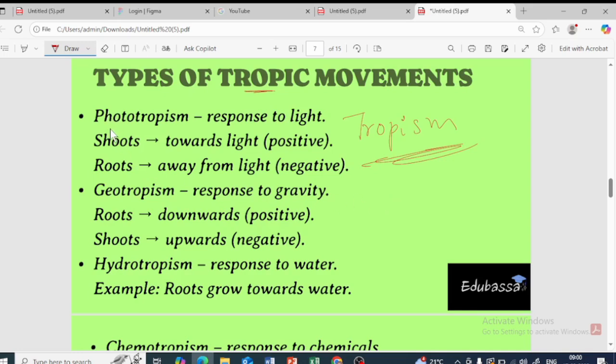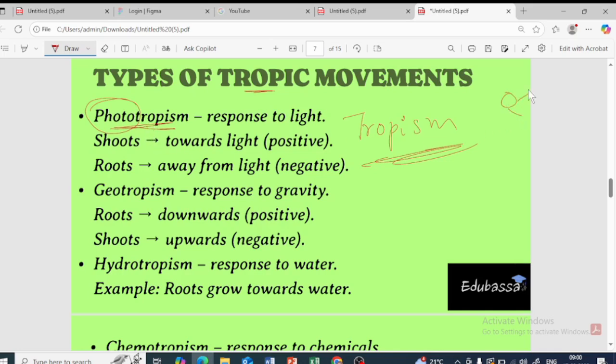So first one is phototropism. As the name itself says, photo. You might have heard this, photo, when you're clicking a photo, the light comes. Photosynthesis, because sunlight is there. So here again, photo in the sense sunlight. Clear? Photo in the sense sunlight.